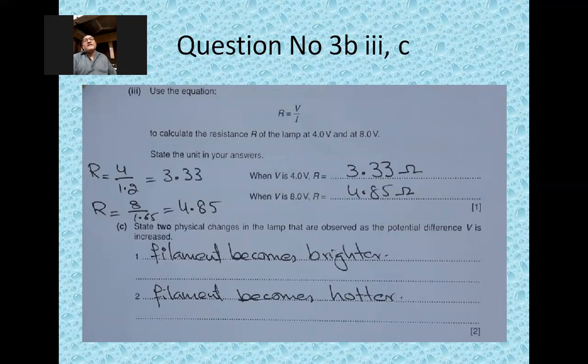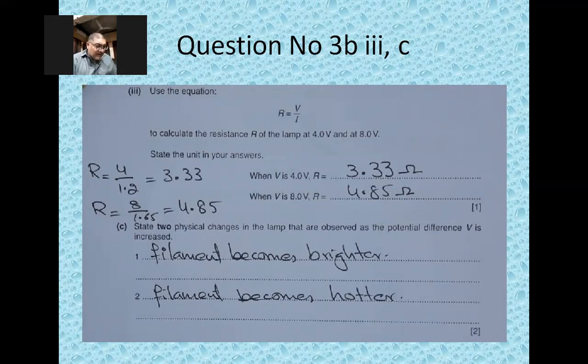So, R is equal to V by I. The voltage here is 8 volt and the I is 1.65 ampere. So divide 8 by 1.65, you get 4.85. So this is how you do this part.